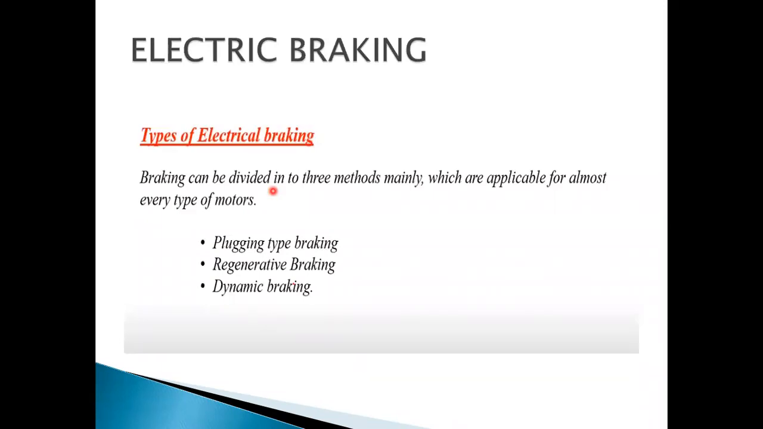This type of braking system is generally used in electric traction to stop the locomotive, to stop the train. So generally these types of electric braking systems are used. These are the different types of electric braking systems.